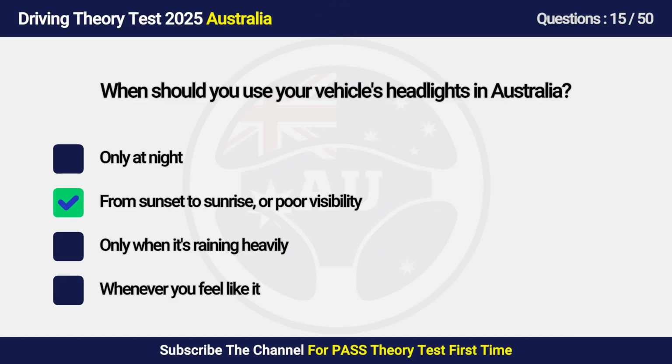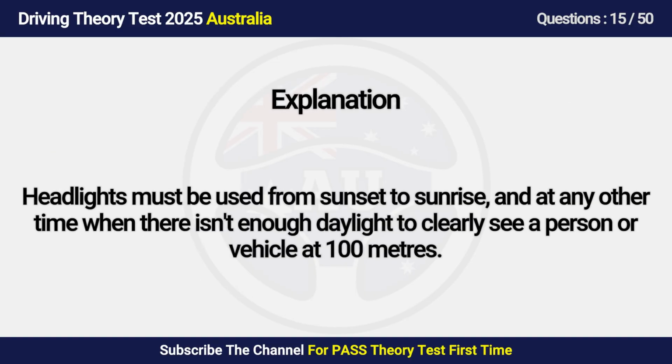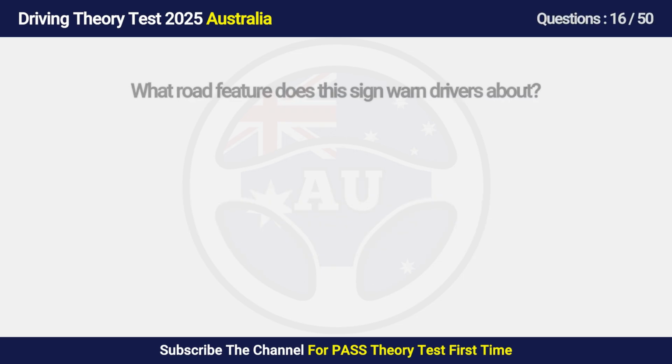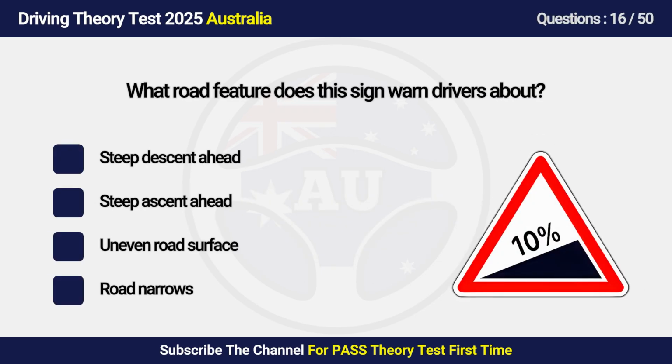Answer is B. From sunset to sunrise or poor visibility. Headlights must be used from sunset to sunrise, and at any other time when there isn't enough daylight to clearly see a person or vehicle at 100 meters. Question 16. What road feature does this sign warn drivers about? A. Steep descent ahead. B. Steep ascent ahead. C. Uneven road surface. D. Road narrows.